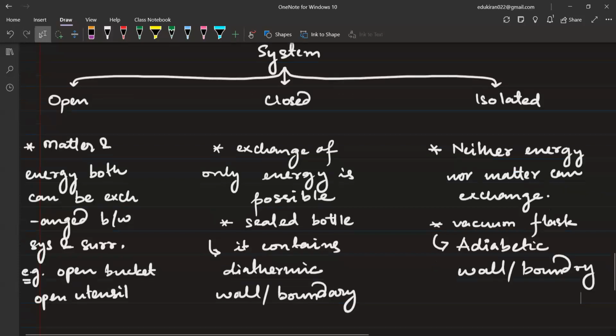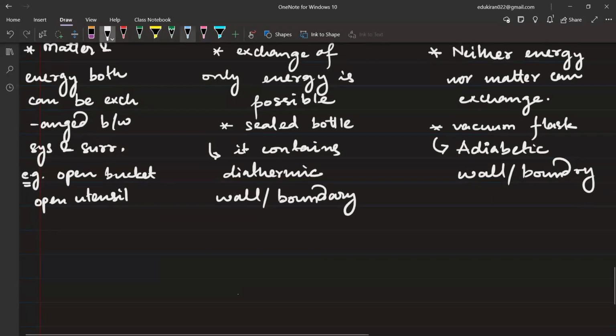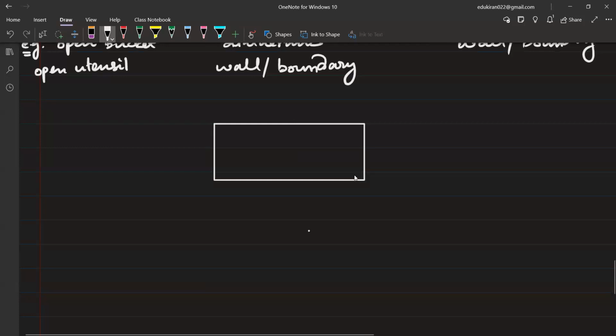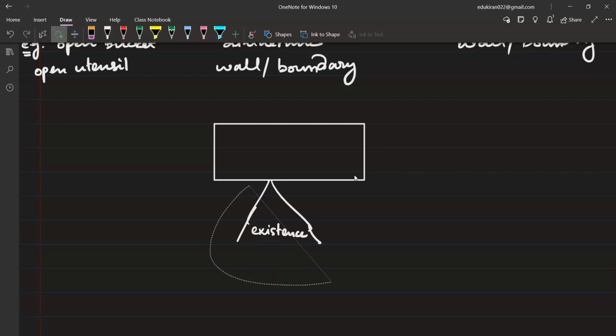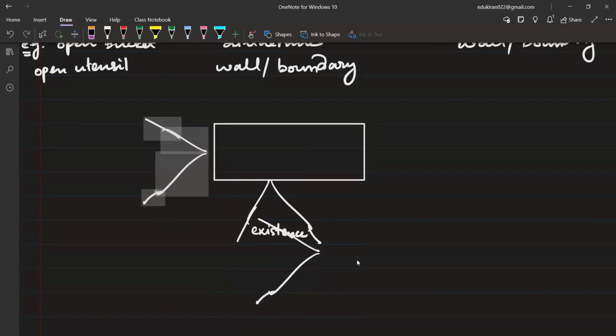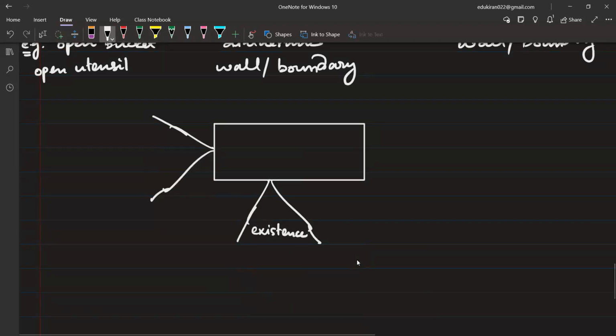Now, if you have written this, then please see. If I talk about boundary, then boundary can be classified on 3 different bases. Please see here, guys. If I talk about the existence of a boundary, then boundary can be classified into 2 types, real or imaginary.